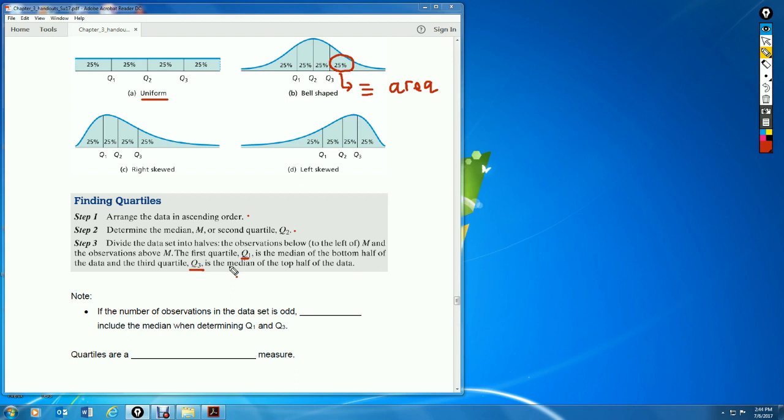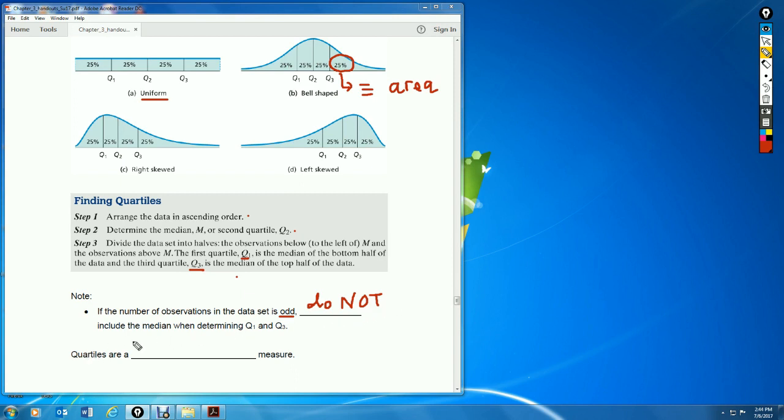Okay, now, just a note, if you have an odd number of data values in your data set, then you do not include the median, which would be the exact middle value in the data set, when you're determining Q1 and Q3. Okay, so in this case, there is one middle value and you do not include it in the bottom half or the top half. Okay, I will show you an example of both ways.